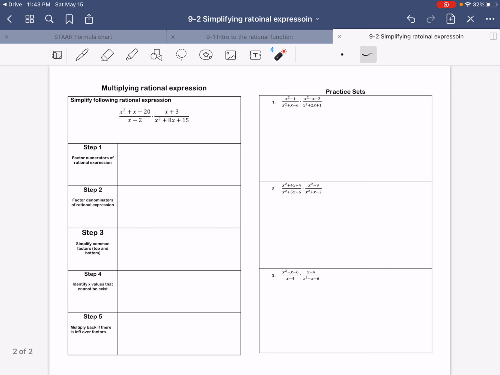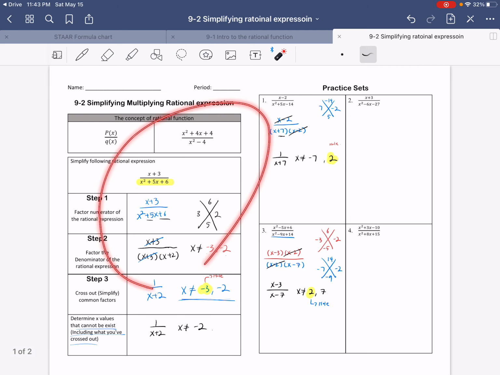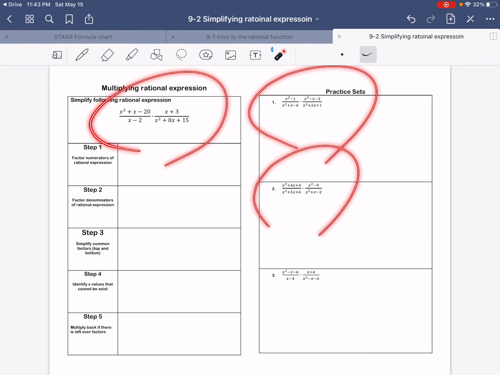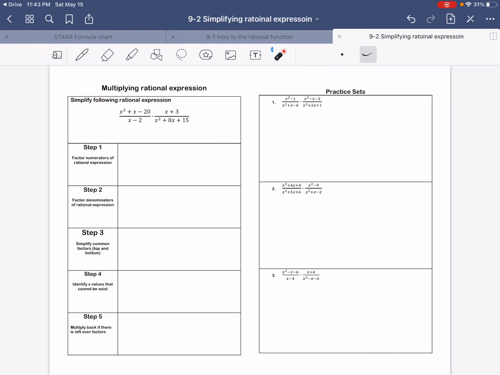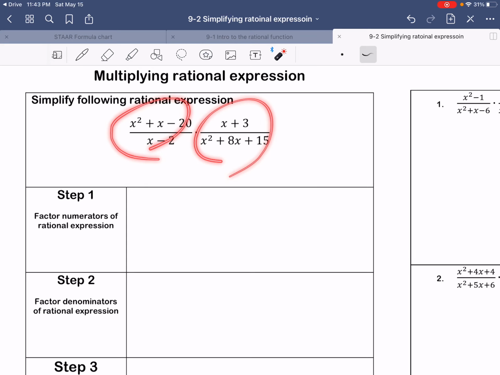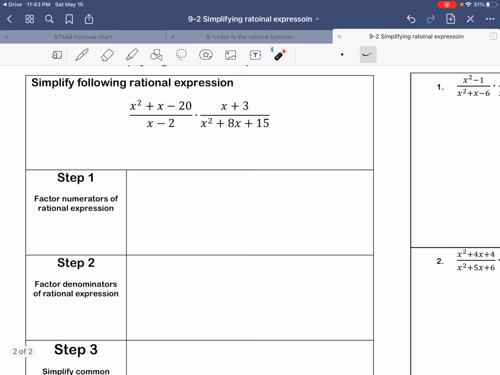So we learned about simplifying rational expressions. What you're going to learn now is multiplying rational expressions. Multiplying rational expressions is pretty simple. It's the same thing, you're just multiplying here, so you just have more things to factor.